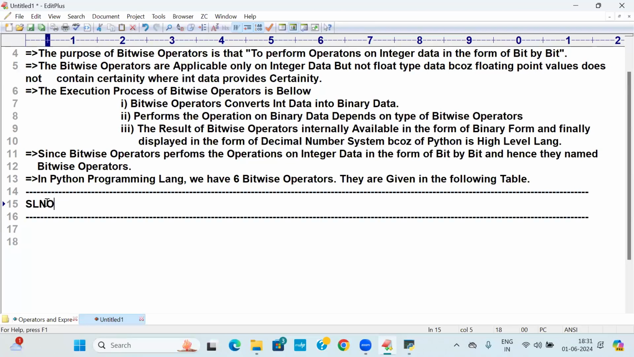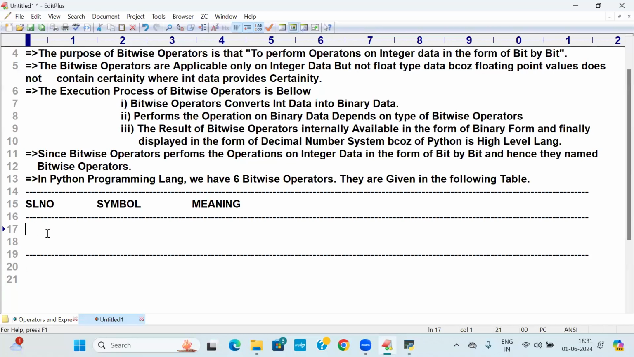So serial number, symbol, and next is called what? Meaning. And then example, I don't write it. Example, a separate explanation I will give you. So let us start writing number one. The operator name is what? This symbol is known as what? Bitwise left shift operator. Spell out. Left shift operator.